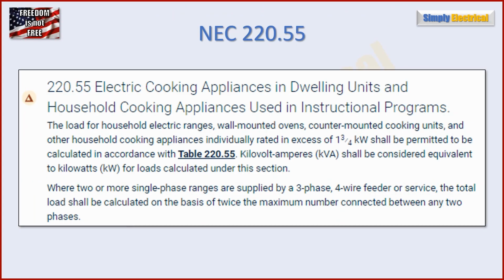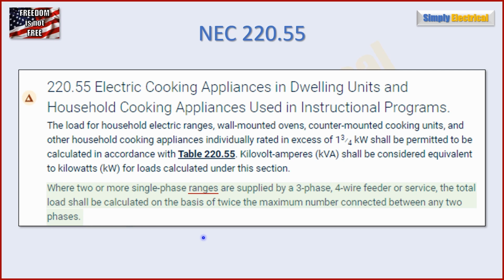Now we're going to go back to the text of 220.55 and consider the second paragraph that we skipped over before. It says, where 2 or more single-phase ranges are supplied by a 3-phase, 4-wire feeder or service, the total load shall be calculated on the basis of twice the maximum number connected between any 2 phases. Remember, this is for ranges only. This is not addressing other cooking equipment. Don't make the mistake of including cooktops or ovens in this part.